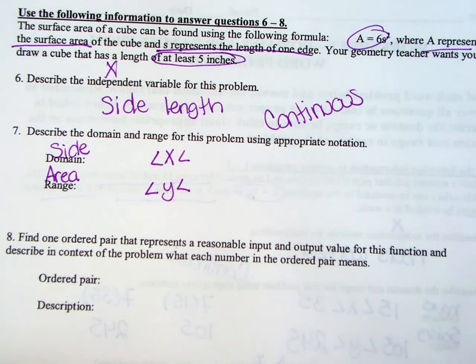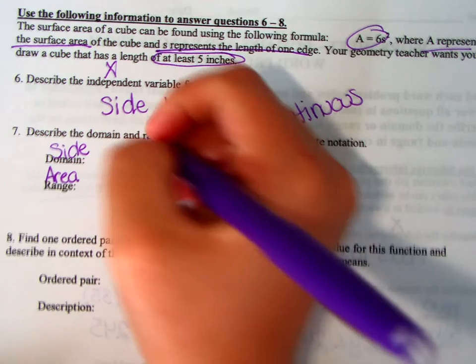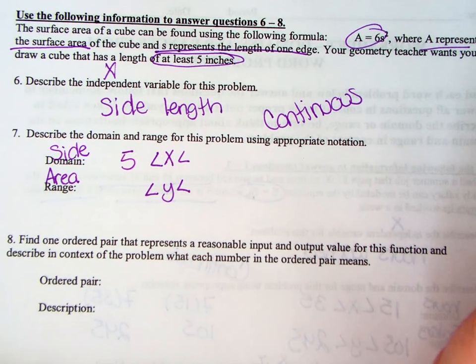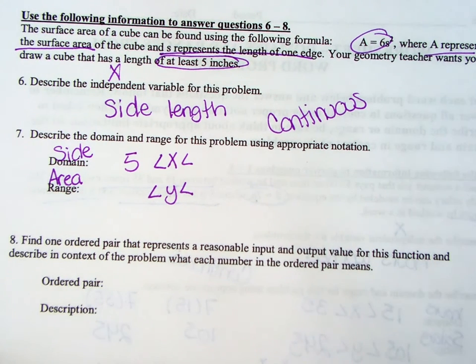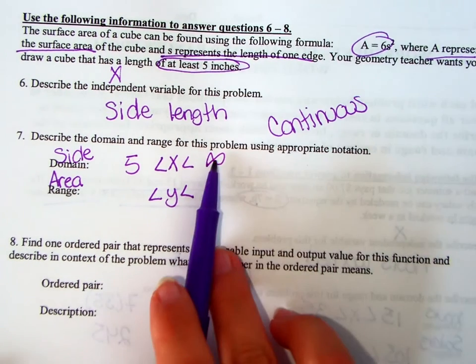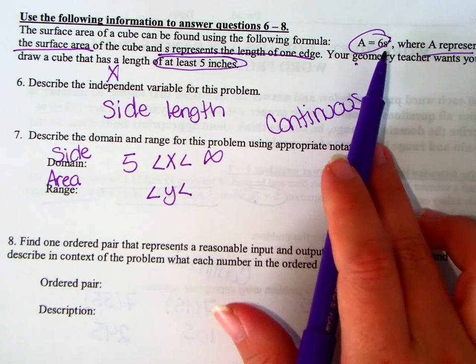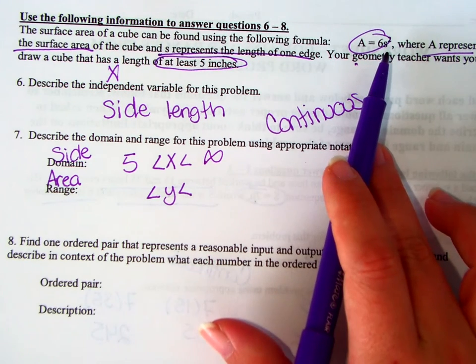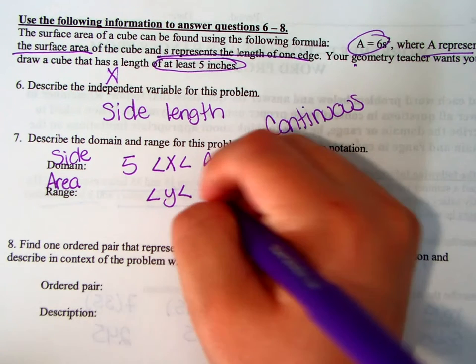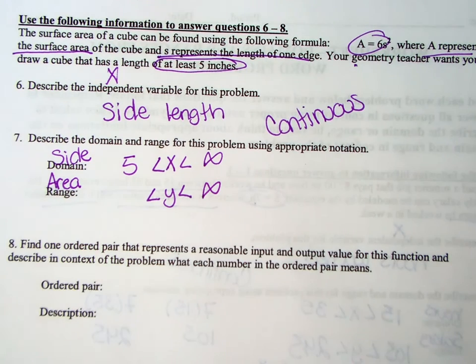So now, what is the least amount? 5. Good. Do they give us a maximum? No, so what would we put mathematically? Infinity. Now, if I was to put infinity into that equation, will I get an exact number? No. So what should I put? Infinity. Because it's just going to keep getting bigger and bigger and it just doesn't stop.